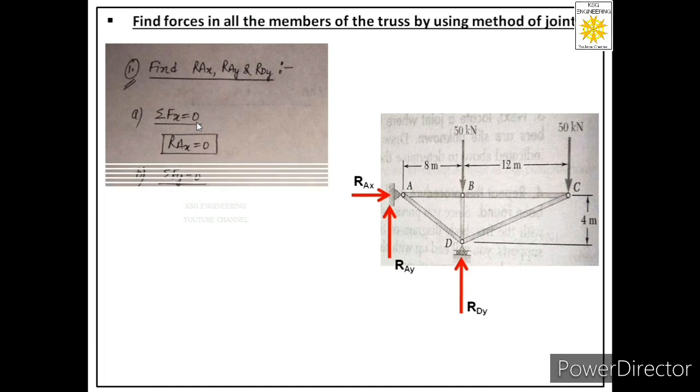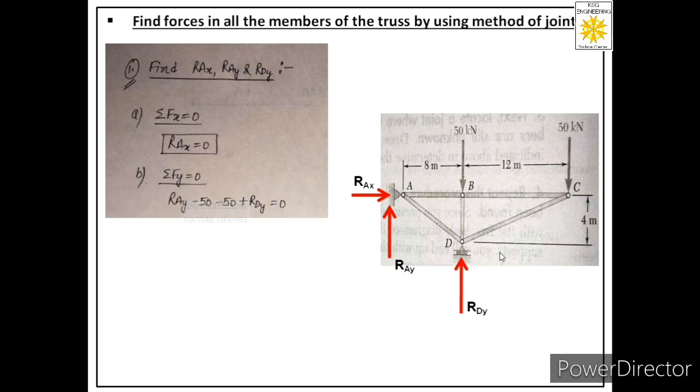Now we'll apply the second equation. What is that equation? Summation Fy equal to 0. Now how many forces are acting in y direction? There are 4 forces. Ray, Rdy, both are acting in upward direction, so we'll consider these two positive. 50 kilonewton at joint B and 50 kilonewton at joint C, both are acting in downward direction, so we have to consider these negative. So our final equation will be Ray minus 50 minus 50 plus Rdy equal to 0.